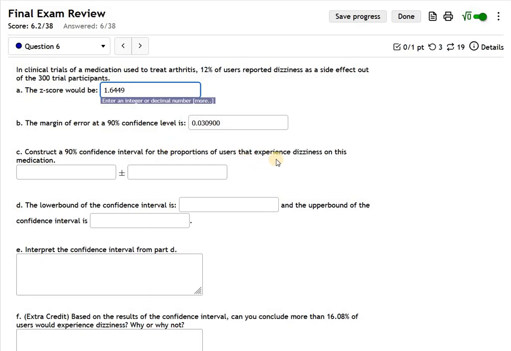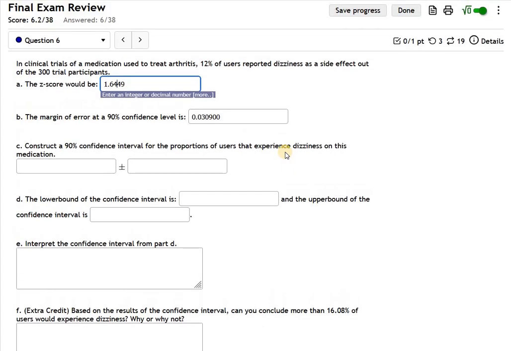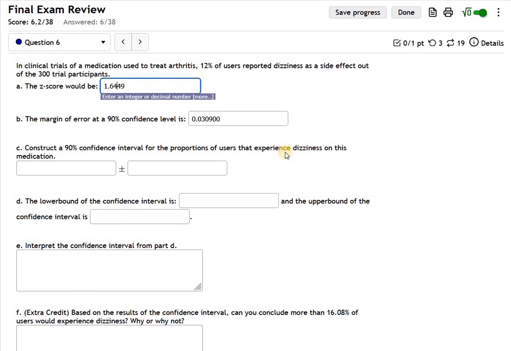And then to answer the remaining questions, it's basically a matter of going back to the calculator and seeing what we have there. The second question here, part C, says construct a 90% confidence interval for the proportion of users that experience dizziness on this medication. This notation indicates that I have to include the point estimate at the beginning and then the margin of error, which is this one, in the second box, plus or minus the margin of error. That is how we compute the lower bound and the upper bound.